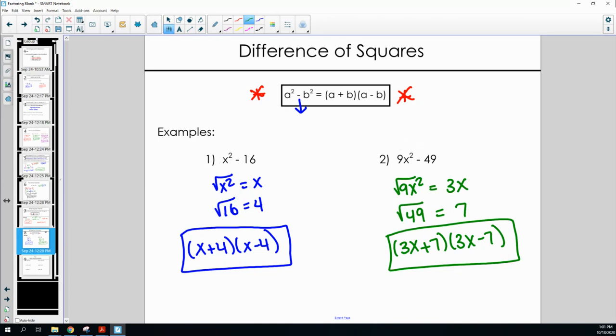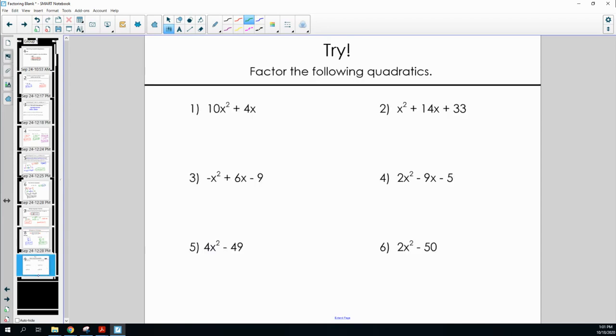So when you're trying to factor, you can do that, but it's a lot easier to remember these difference of squares formulas, because that's going to make it a lot faster for you to factor these. Okay, so for your homework, you're going to try the following quadratics and factor them.